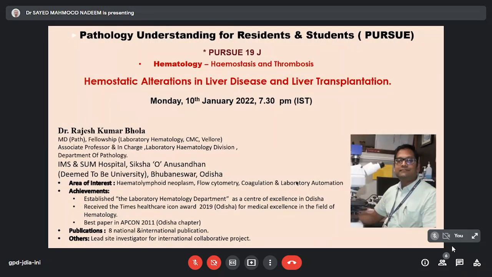And to talk on that, we have somebody who's an expert in hematopathology, Dr. Rajesh Kumar Bhola. He is an MD path with fellowship in laboratory hematology from CMC Vellore, an associate professor and in charge of the laboratory hematology division, department of pathology at the famous IMS and SUM Hospital, Siksha O Anusandhan deemed to be a university, Bhubaneswar, Odisha. His areas of interest are hematolymphoid neoplasm, flow cytometry, coagulation, and laboratory automation. He is known for having established the Laboratory Hematology Department at the Center of Excellence in Odisha, received the Times Healthcare ICON Award for 2019, Odisha for Medical Excellence in the Field of Hematology, Best Paper in the APCON 2011, Odisha Chapter, with 8 publications in national and international journals, and is Lead Site Investigator for an International Collaborative Project.